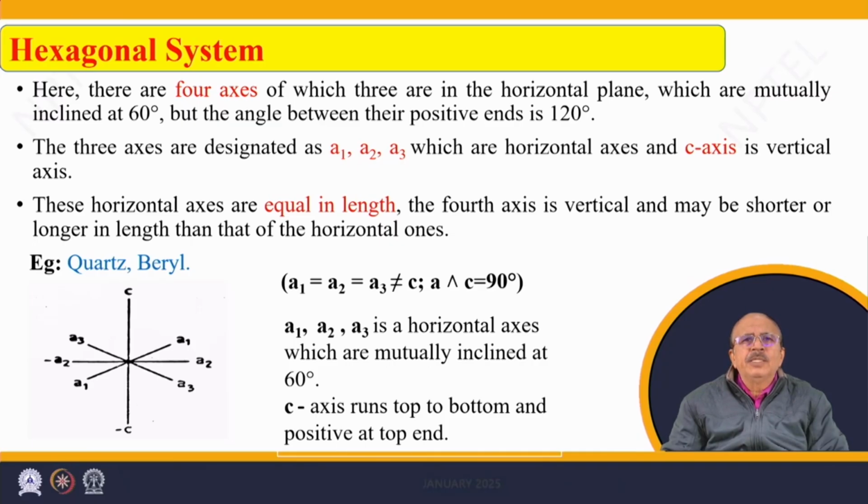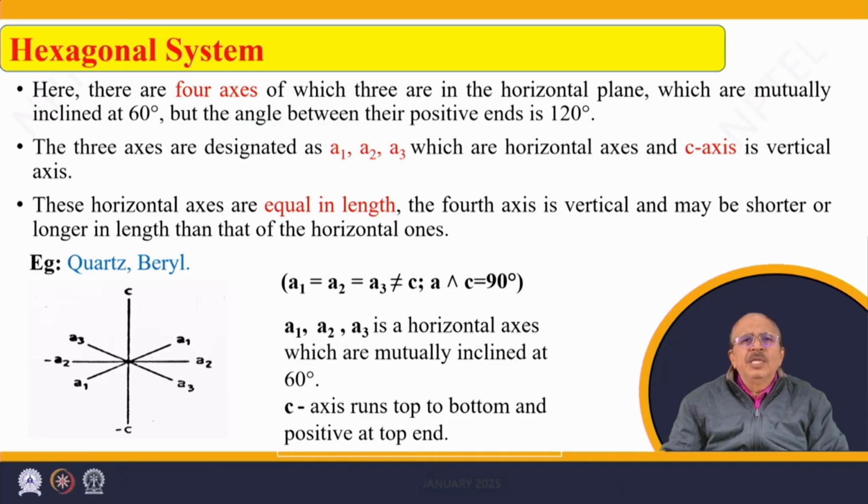Out of the 4 axes, the 3 axes are designated as A1, A2, A3, which are horizontal axis, and the 4th one, C axis, is vertical axis. These horizontal axes are equal in length and the 4th axis is vertical, which may be shorter or longer in length than that of the horizontal ones. The mineral quartz and beryl is the good example of the hexagonal systems.